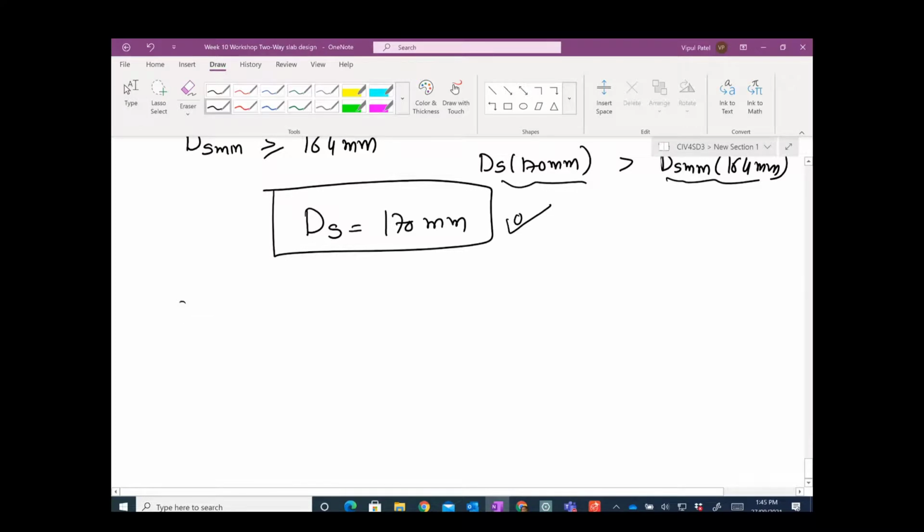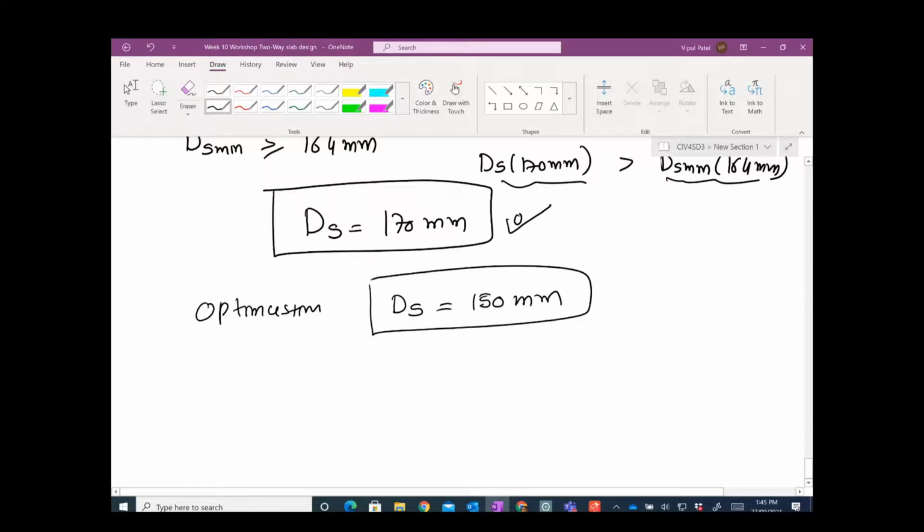But for our case, we can do optimization. Let's say that we can use DS equal to 150 millimeters, and we continue our design from there. In case something goes wrong, we have an option to come back and use 170 millimeters, because as an engineer you need to get it right within one try. You will not get all these in one go. In the ideal world, I'm showing you all this example, therefore it's working.